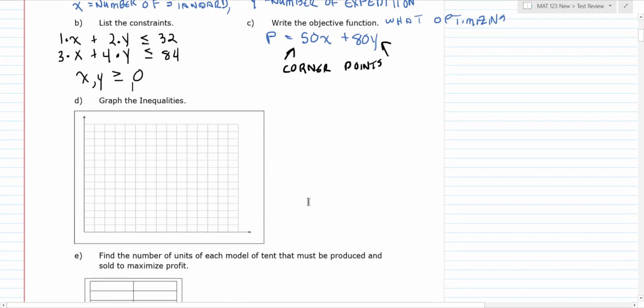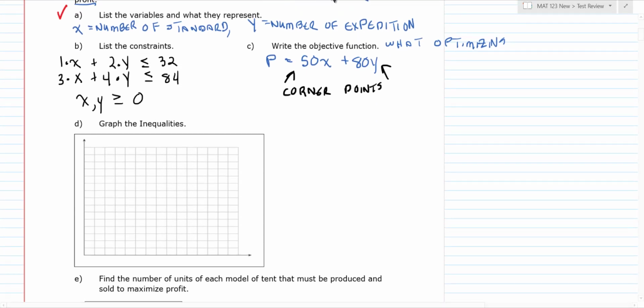Now, once you get this all put together, then what we're going to do is graph these inequalities. So the first inequality is x plus 2y less than or equal to 32. The best way to do this is just find the x-intercept and the y-intercept. Okay? And you can do this in your head, but the way that we learned how to find an x-intercept is let y be 0. So you'd have x plus 2 times 0 and just set that equal to 32. So that's x equals 32.